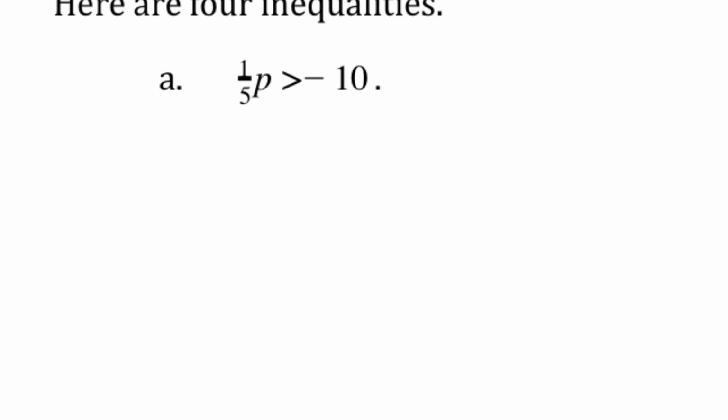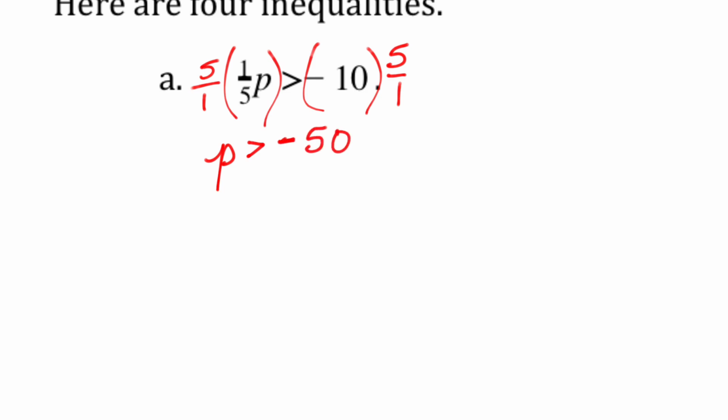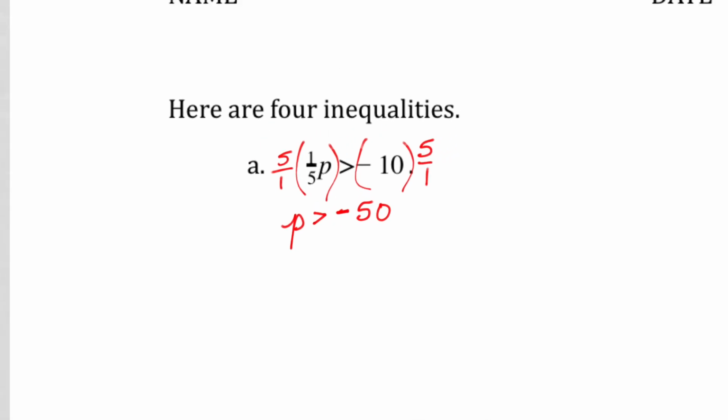So you should multiply both sides by 5. Multiply by the reciprocal. So you do 5 over 1 or multiply by 5 on both sides. So P is less than what? There's no x there. What's 5 times 10? 50. You keep the negative. So P is greater than 50.